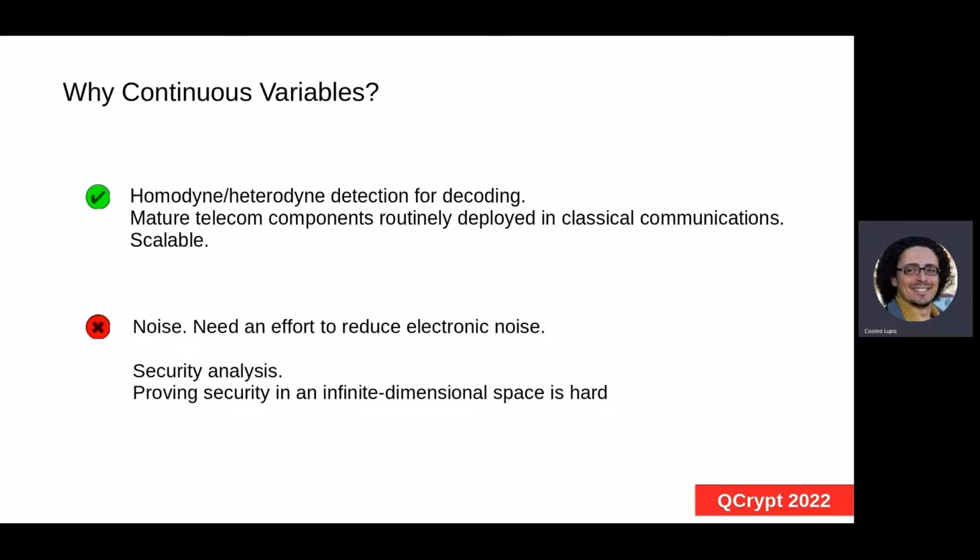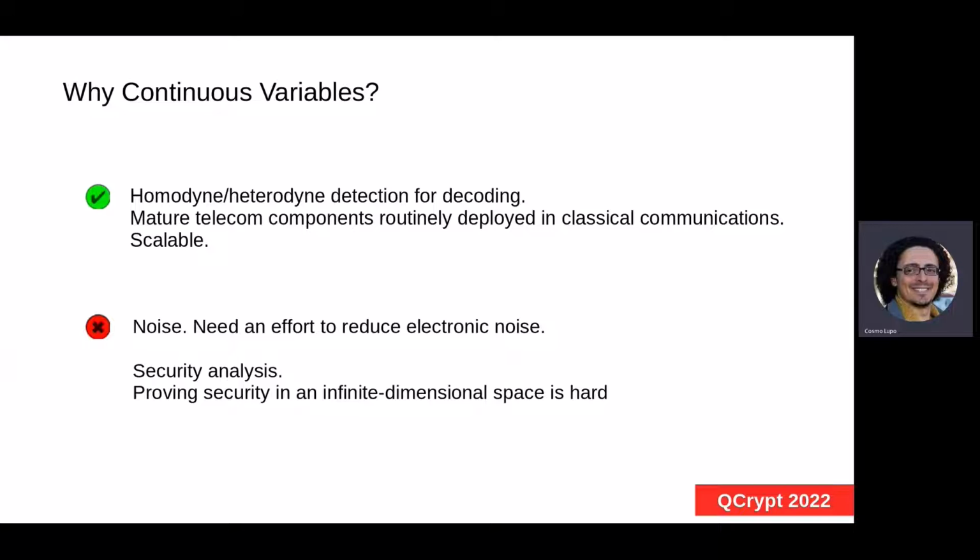The main reason for looking at continuous variable QKD is that these protocols are based on homodyne and/or heterodyne detection for decoding, and these are mature components that are normally used in optical telecommunication. So it is a mature technology, and also it is scalable.